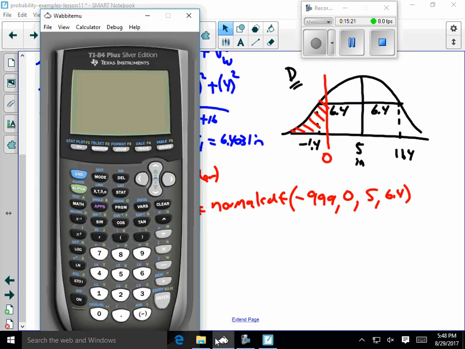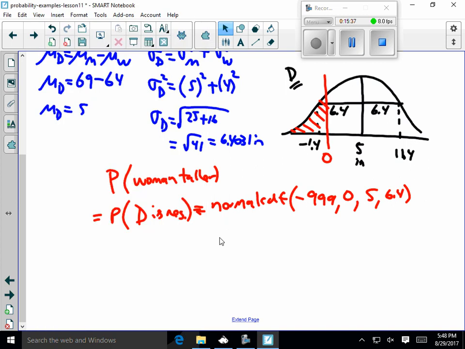Right, so we could use a calculator now to find that. We can say, what's normal CDF? Lower boundary, negative infinity. Upper boundary, 0. And then mean is 5 inches, standard deviation 6.4 inches. Okay, and that turns out to be 0.2173.